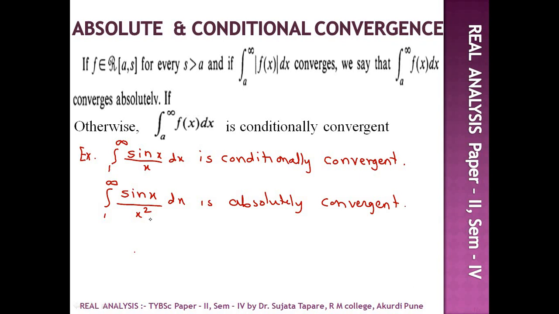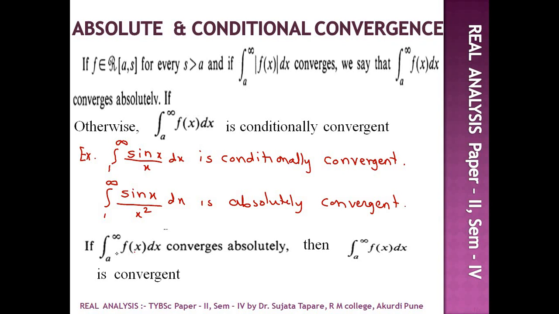And compare with the p integral test, the integral from 1 to infinity of dx upon x square is convergent because p is equal to 2, greater than 1. So by comparison test, this one is smaller than the integral of dx upon x square, so this is also convergent. And since its modulus is convergent, it is absolutely convergent. Okay. Next one.